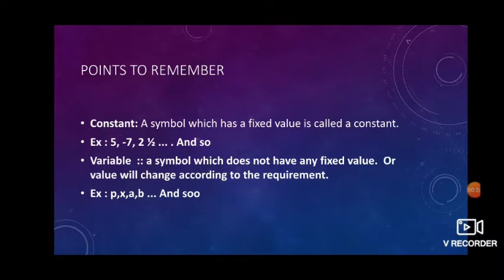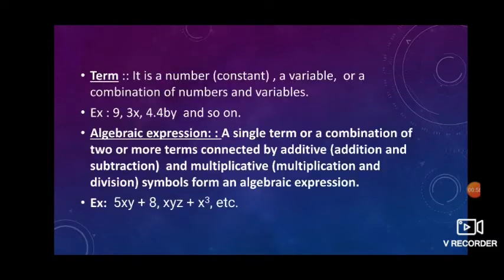Now come to the variable. A variable is a symbol which does not have any fixed value. The value will change according to the situation and according to the requirement. All the alphabets come under variables, meaning A, B, C, D, X, P, K. All alphabets come under variables.